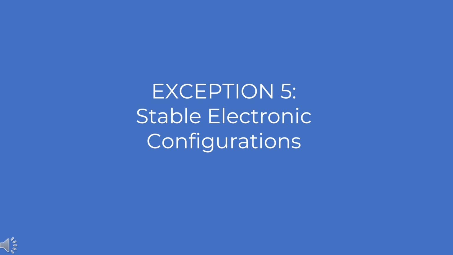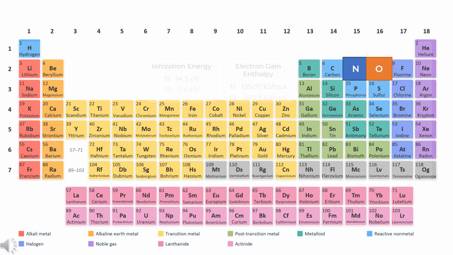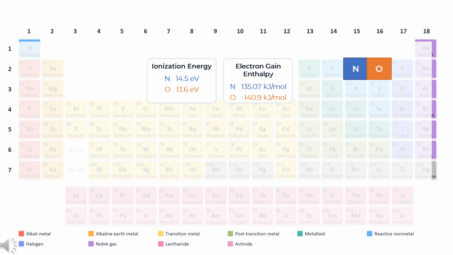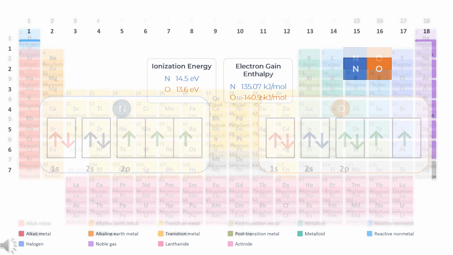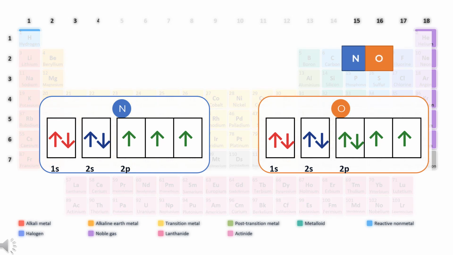The fifth exception is stable electronic configuration. Nitrogen has a higher ionization energy than oxygen and a positive electron gain enthalpy. Why? Nitrogen has a stable half-filled 2p³ configuration. Half-filled and fully filled subshells are especially stable.